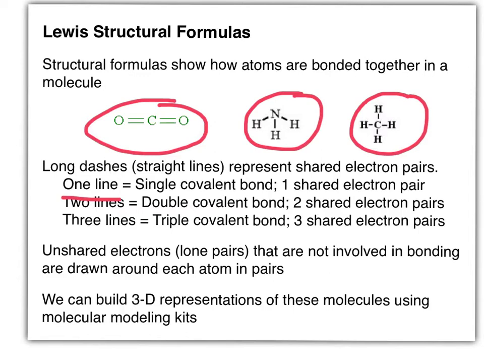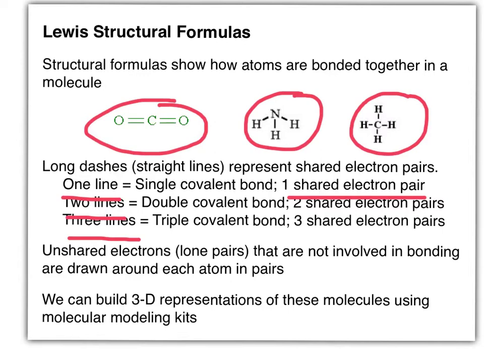We want to go a little bit further in this class and make sure that we understand that a single covalent bond represents one shared electron pair between the two atoms that are bound together. If there are two lines, that's a double covalent bond. If there are three lines, that's a triple covalent bond. In the case of two lines, remember that means we have two shared electron pairs. In the case of a triple bond, we have three shared electron pairs.